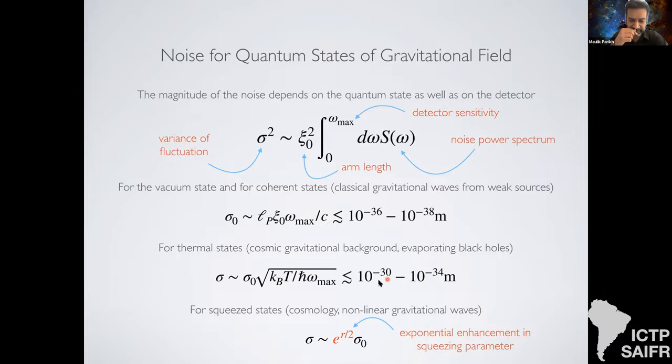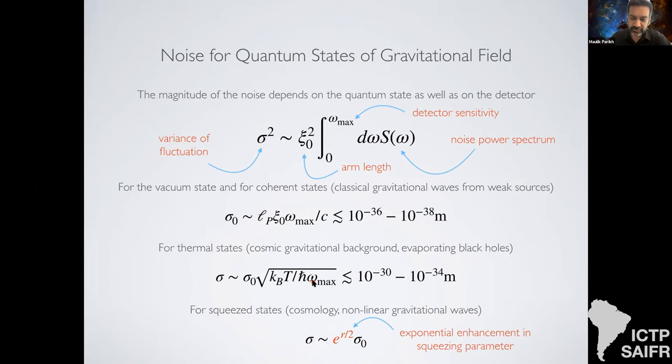But for squeezed states, and there are reasons to expect that there could be squeezed states from cosmology, and also, more prosaically, from nonlinear effects at the final stages of black hole mergers, for example, we might expect that the general state there is described by a squeezed state. We find that there's an exponential enhancement of the noise in terms of the squeezing parameter r. Okay, so if we were so fortunate as to get a squeezed state, then we would find greatly enhanced noise, and this r can really be quite large and would enable us to see this sort of correlated fluctuation.